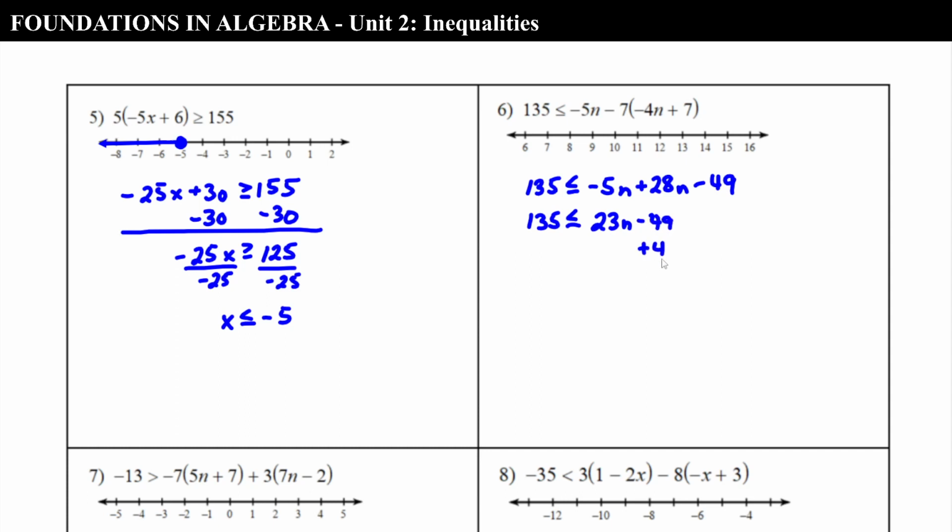Now we're going to add 49 to each side. And that's going to give us 184 is less than or equal to 23n. And then we're going to divide by 23. And that will give us 8 is less than or equal to n. And we flip the whole thing to get n is greater than or equal to 8. So we're going to have a closed dot at 8, and we are going to shade to the right.